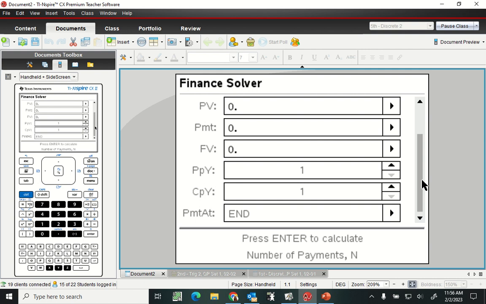There is CPY. CPY is compounded per year. So if we were doing the warm-up again, this number would be 365, right? That's compounding per year. But if it was monthly, this is going to be 12. If you're just doing it as regular payments, it's going to be 12. And payment should be, currently this one right here, end of the year.